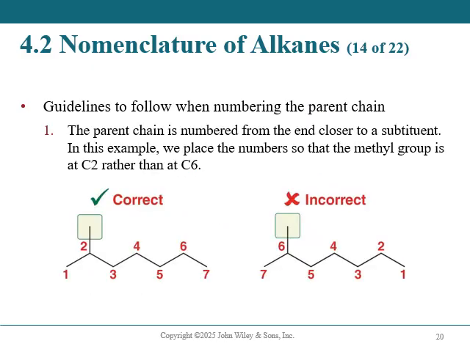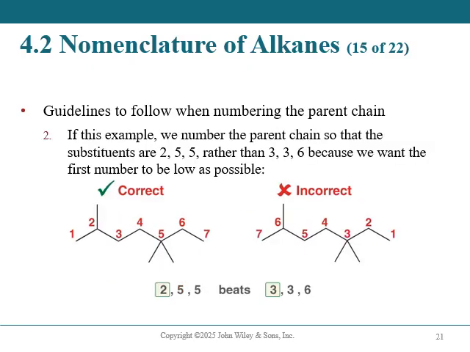Some guidelines to follow when numbering the parent chain. The parent chain is numbered from the end closer to a substituent, just like we saw in the previous example. See how you can go from left to right or right to left, but position number 2 is smaller than position number 6. So that's the criteria you're going to use.